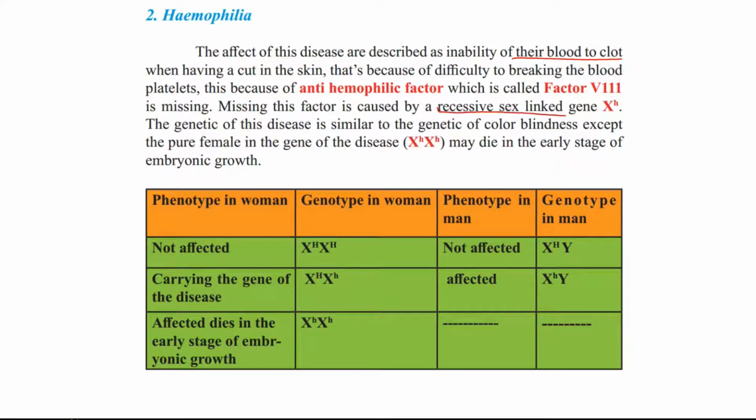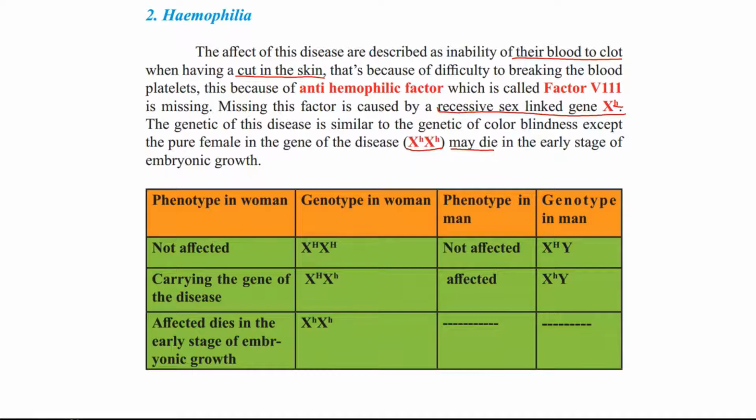Again, it's recessive and connected to the X chromosome, but not C. We use H. H comes from what? From hemophilia. The genetics of this disease is similar to the genetics of color blindness, except the pure recessive female, which suffers from the disease, may die in the early stage of embryonic growth. So we said any simple cut in the skin, because bleeding does not stop, the organism may die.